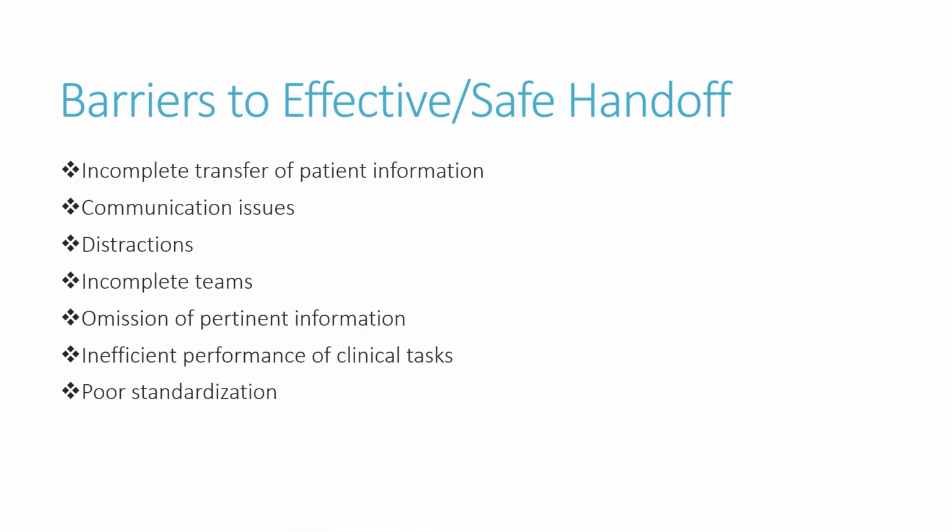Well, you told me about effective attributes, but what are some barriers to a safe patient handoff? Incomplete transfer of patient information, such as you were not made aware that the patient has a known history of atrial fibrillation. Other communication issues such as mumbling, distractions, incomplete teams. The circulating nurse did not come to the PACU with anesthesia and left the report solely to them. Omission of pertinent information. The patient's blood pressure dropped throughout surgery and had to be maintained on a vasopressor. You might want to know that. Inefficient performance of clinical tasks and poor standardization in reporting.